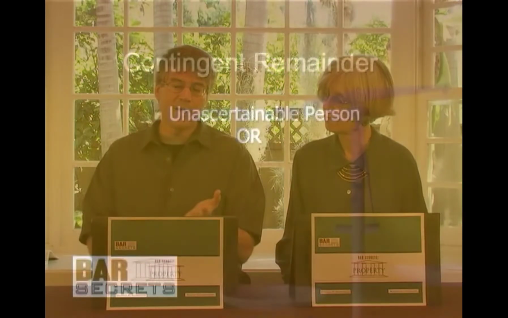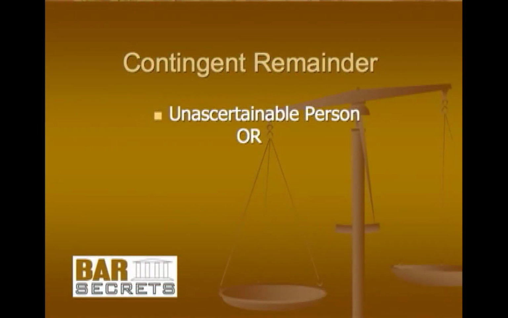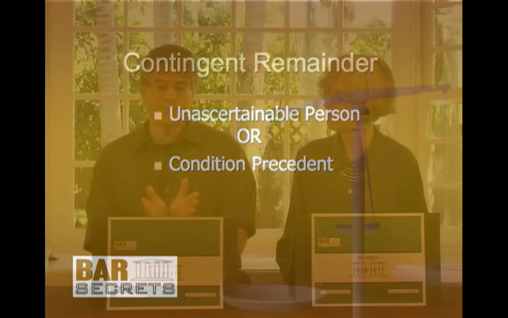All right, what about contingent remainders? In contingent remainders, basically you can't meet the elements of vested. So that means either there's not an ascertainable person, or there's a condition precedent. So for example, if we were to say to Nancy, then to her brother, and she has no living brothers, as indicated, there's no ascertainable person. And so therefore, whoever this brother is going to be has a contingent remainder.